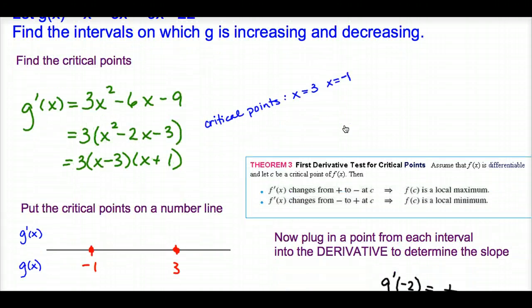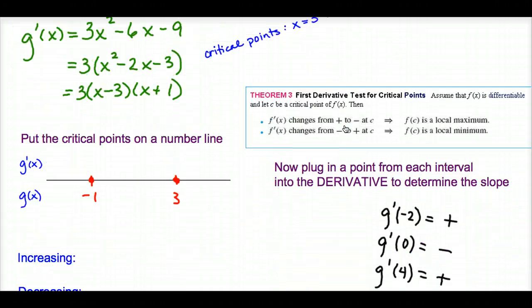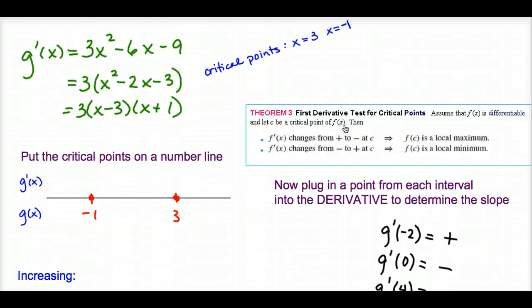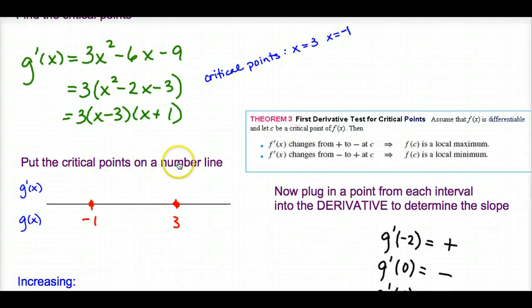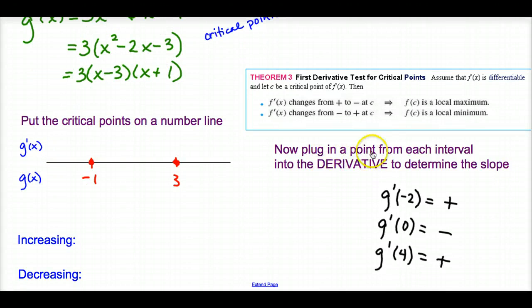Now, step 2, let's see if I can get this showing correctly here. In step 2, we're going to put the critical points on a number line. So, -1 is a zero, or a critical point, and 3 is a critical point. So I put this here again just to make sure we had it, but if my first derivative goes from positive to negative, I'll have a local max. If it goes from negative to positive, I'll have a local min.